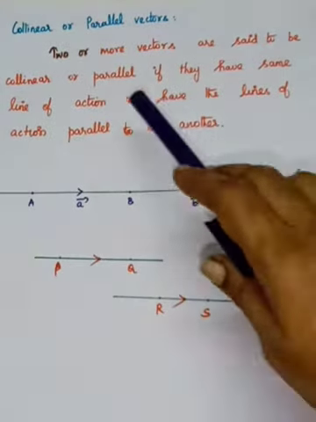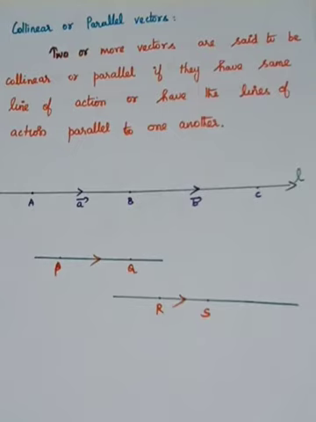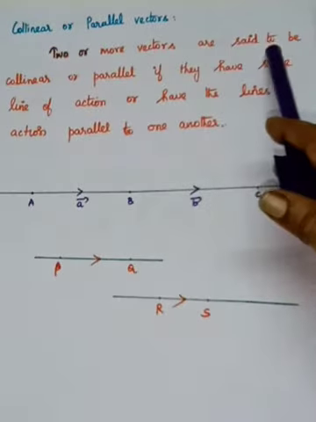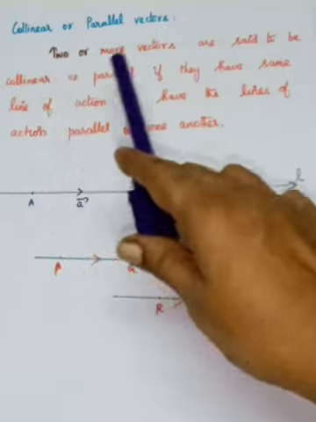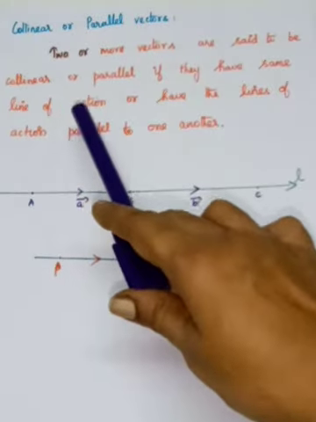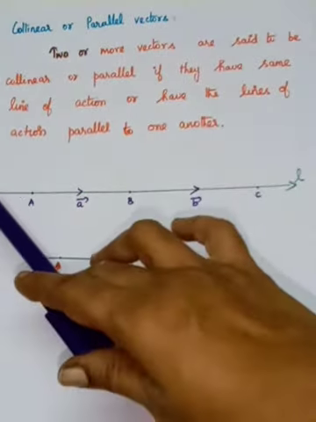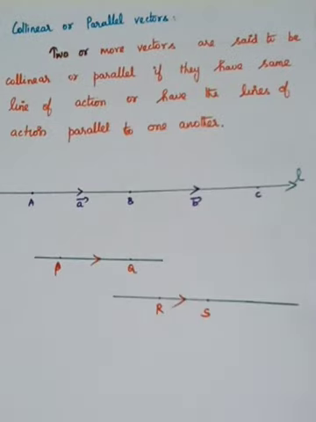You have already studied about collinear points. Three points are collinear means all three points lie on the same line. Here we are using vectors. Two or more vectors are said to be collinear if they have the same line of action. So all the collinear vectors are on the same line, so they have to act on the same line.